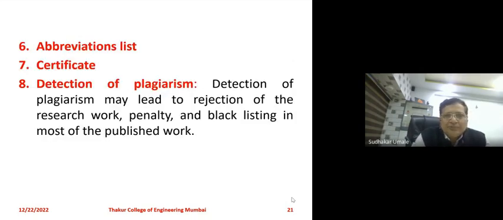So then you have to prepare the abbreviation list. As you know, everybody, what is abbreviation, I will not explain in detail. A certificate we require, you know what is certificate. Detection of plagiarism. Nowadays it is very important to check the plagiarism. Detection of plagiarism can lead to rejection of the research work, penalty, and blacklisting in most of the published work, and hence you must have that.